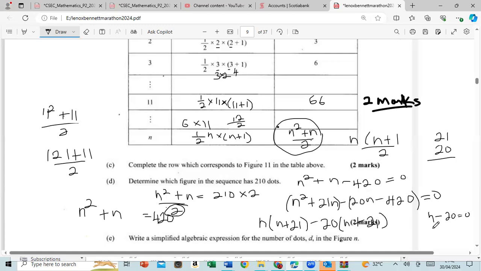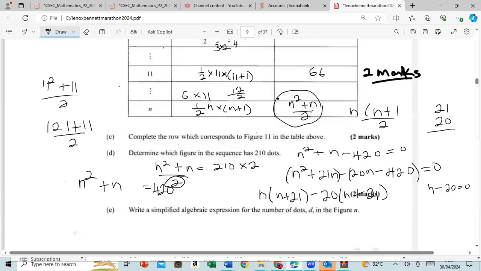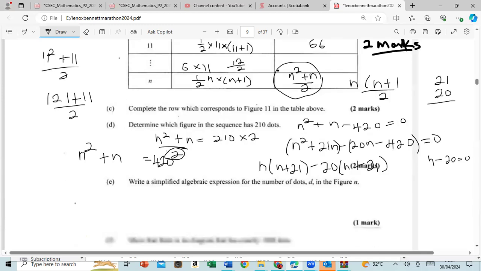But why is it not 20 though? So what I did, I used the same formula, the half. So I put the half times 210 times open bracket 210 plus 1, and I worked it out. But let me factorize this fully and show you guys. There's something very important: one of them will be a negative answer.